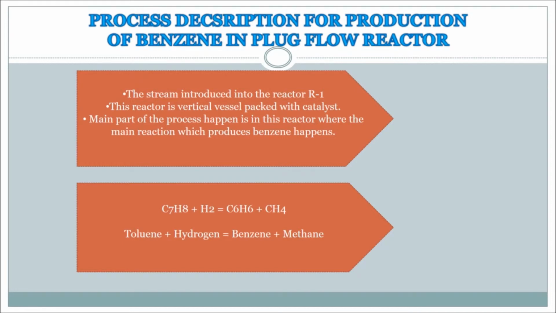The stream is introduced into the reactor R1. This reactor is a vertical vessel packed with catalyst. The main part of the process happens in this reactor, where the main reaction which produces benzene takes place. The reaction occurs when the reactant toluene reacts with hydrogen, producing benzene and methane as products.